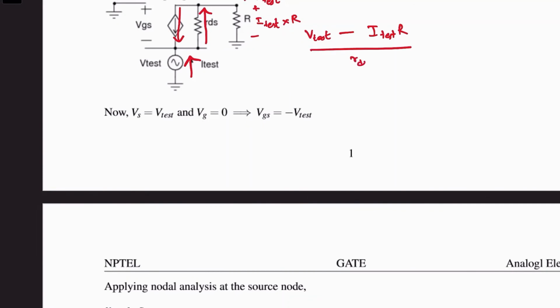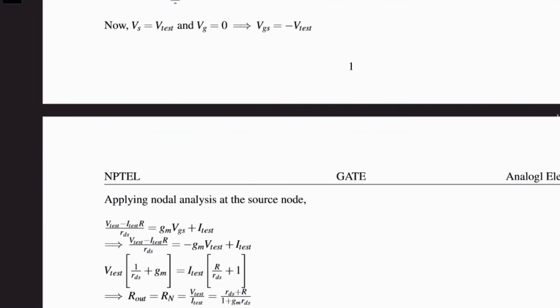divided by rds, right? That is this current, and that is of course equal to the sum of these two currents, because we are doing nodal analysis at the source. So this is equal to gm vgs plus, of course, I test is coming in, right? And this is the expression that we have over here.